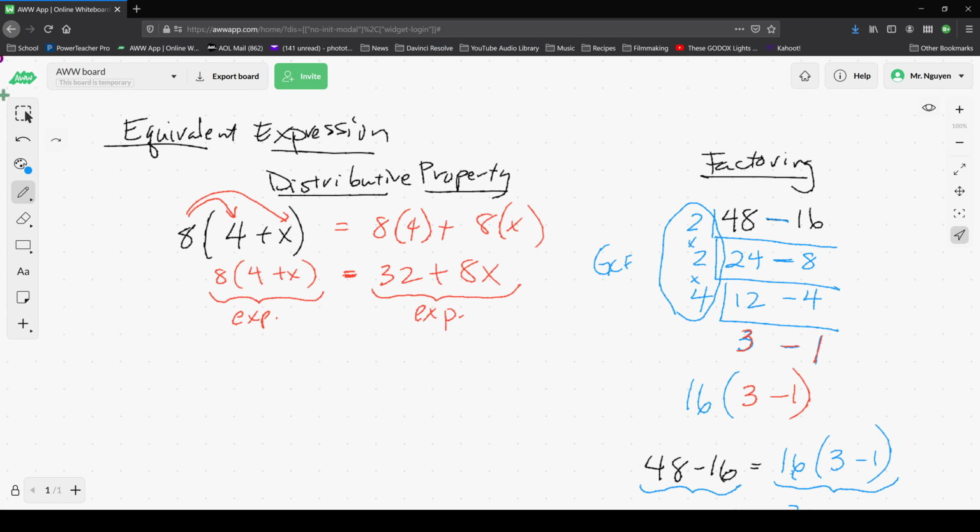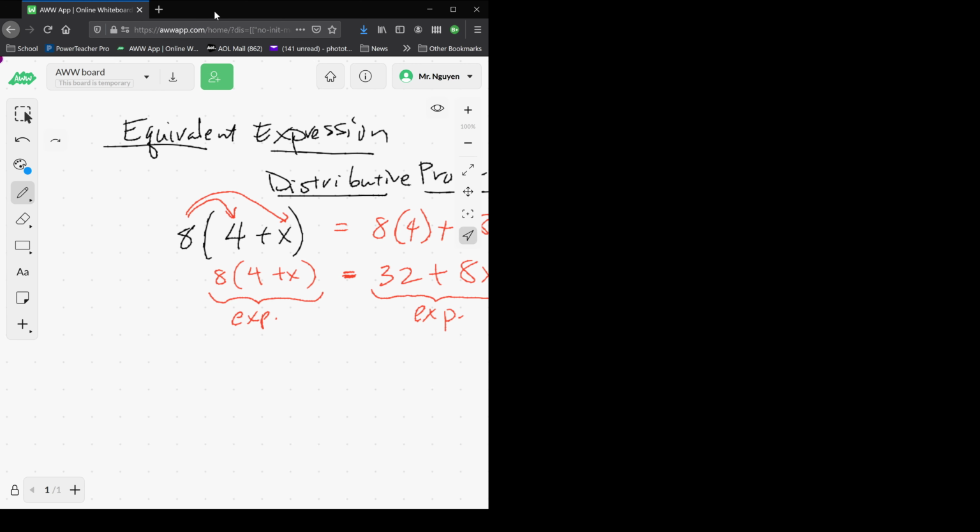Let's see if I can't make this a little bit smaller. This is a lot of real estate here.